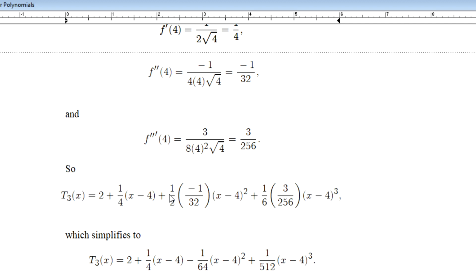Simplifying these products of these constants, folks, I do get 2 plus 1/4 times x minus 4 minus 1/64 times x minus 4 squared plus 1/512 times x minus 4 cubed. Now, I will tell you, folks, you might be tempted to expand these higher powers of x minus 4, this quantity x minus 4, raised to these higher powers. You might be tempted to expand those values.